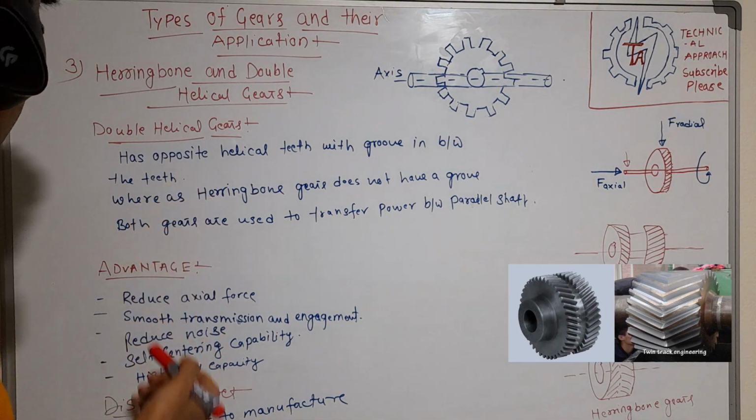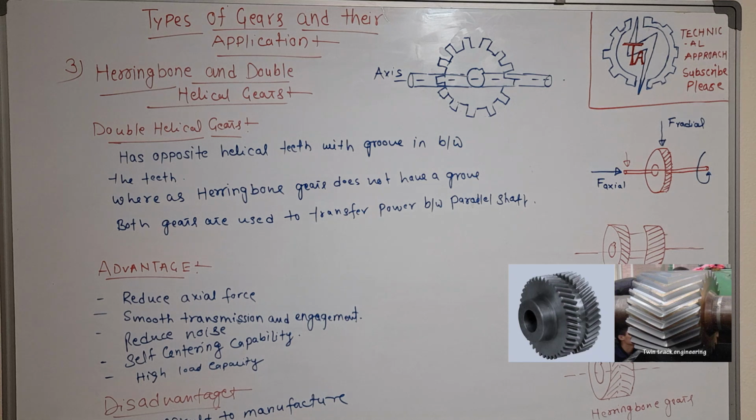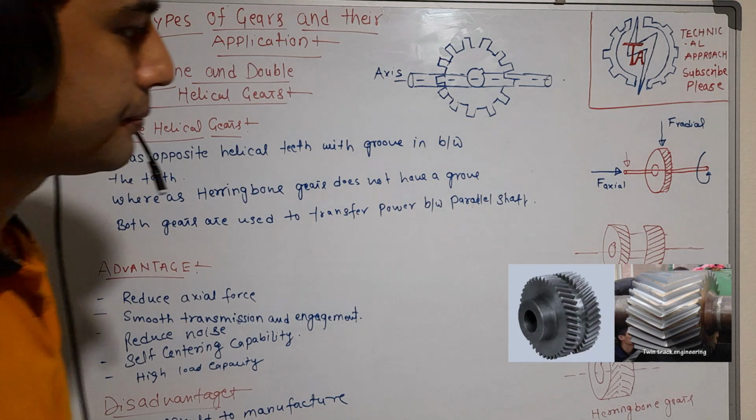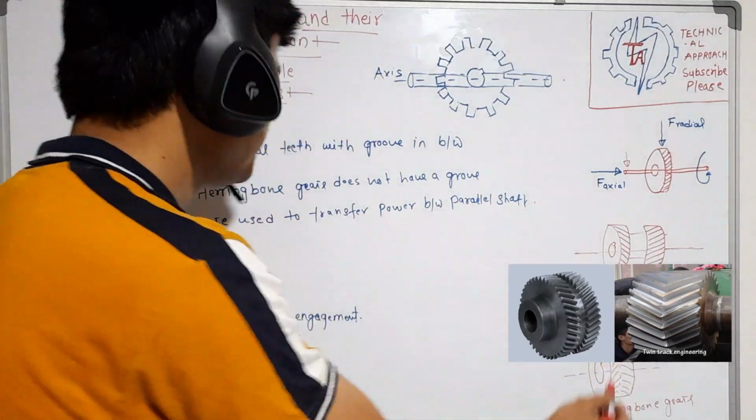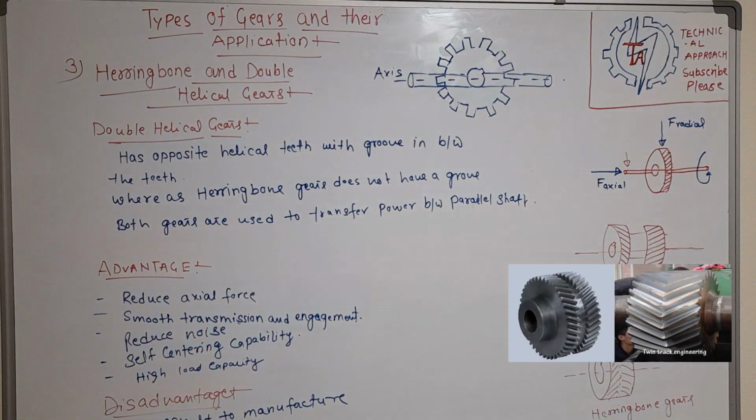Now double helical has opposite helical teeth with a groove in between the teeth, and herringbone gears do not have a groove. There is a groove in double helical and there is no groove in herringbone. Both gears are used to transfer power between parallel shafts.